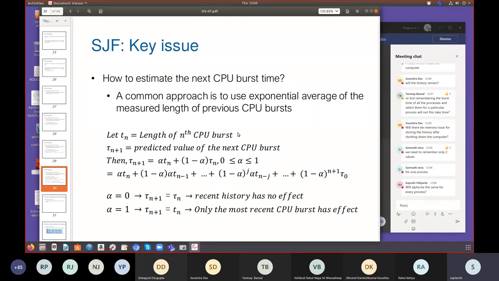Okay, Ayushi has a question: will alpha be the same for every process? Again, a reasonable question, but I don't know. That will depend upon the OS design, right? Maybe for simplicity, alpha can be kept the same for all processes, but otherwise you may have alpha for different processes, but then what will those alphas be, those things I really don't know. I should not say this, but I would be surprised if many different values of alpha are used.